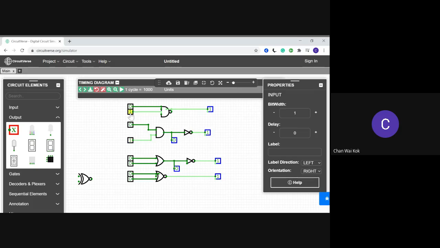So you can see 0, 0 gives 1. If you put 1, 1 it is 1 here, and when you NOT it, it becomes 0. So these two gates are equivalent. This is the NAND gate. This is the AND plus a NOT gate.